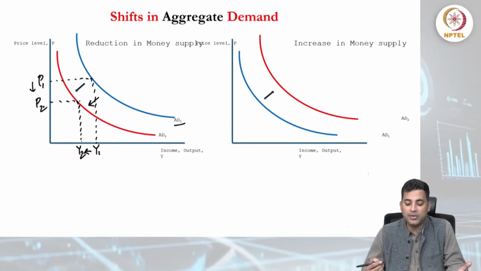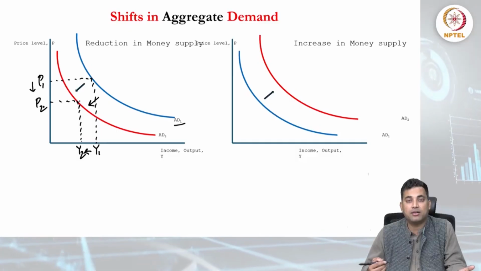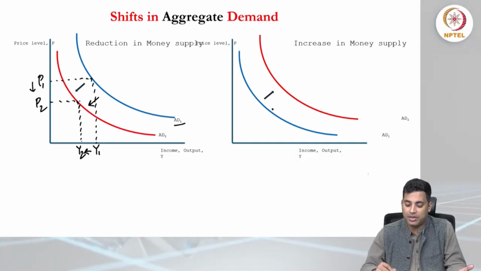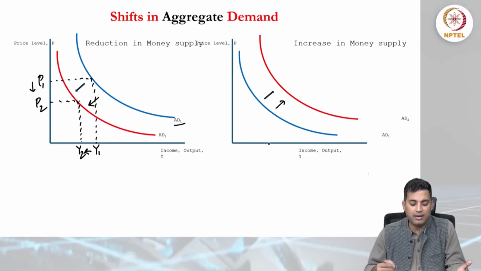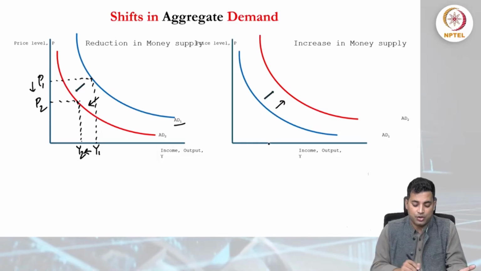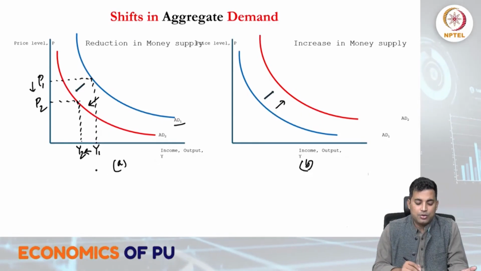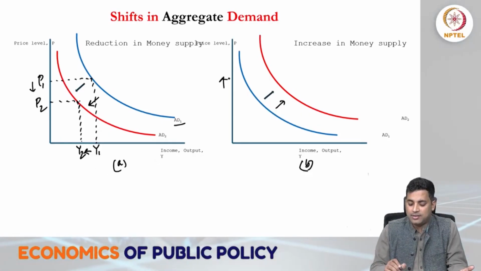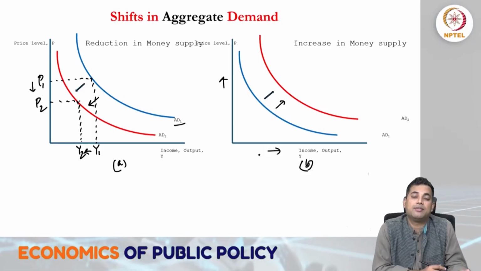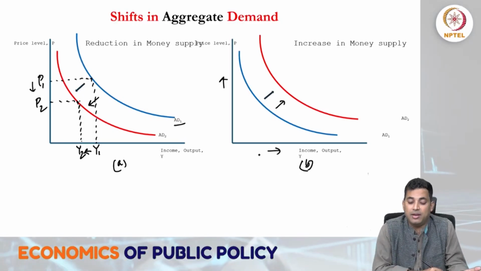Likewise, when the money supply increases, the aggregate demand curve shifts upward, that is, rightward, as we showed in panel A. The price level will increase, and the output level or income level will also increase.